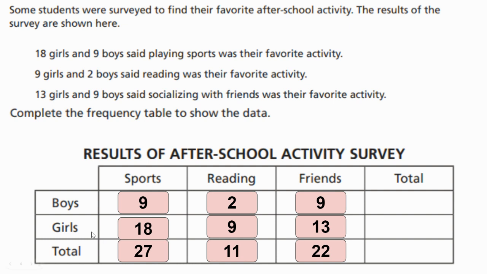Now to get the totals over here, we're just going to add up all the boys that were surveyed. So 9 plus 2 plus 9 equals 20. 18 plus 9 plus 13 is going to give us our total of girls, which is 40. So 20 boys were surveyed and 40 girls were surveyed, which gives us a total of 60 students said that their favorite after-school activity, they gave a response of sports, reading, or friends. So does that make sense for the results? We're going to use this chart to answer the questions going forward.